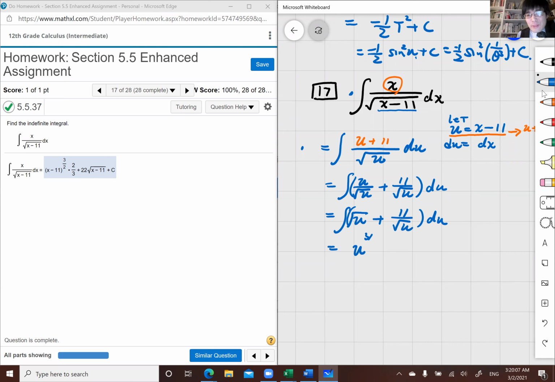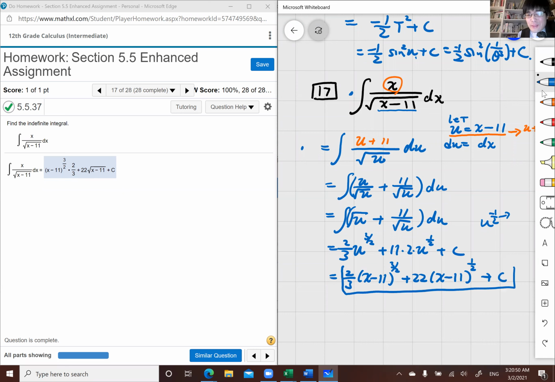So it's going to be increase the power by 1, divided by 3/2. And this is a power of negative 1/2. So after integrating, it's going to be u to the power of 1/2. Remember, this is the same thing as u to the negative 1/2. So increase the power by 1, it's going to be 1/2, and you have to divide by 1/2, which is basically multiplying by 2. Now bring it back to the terms of x. So it's going to be x minus 11 to the power of 3/2. And bring back this one in terms of x as well, to the power of 1/2 or square root of that. Okay, so that's it.